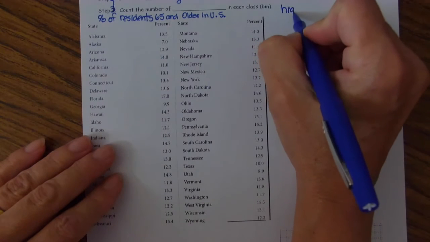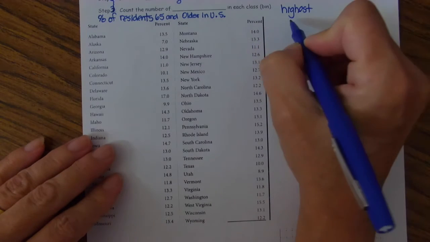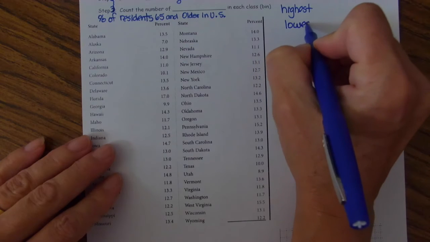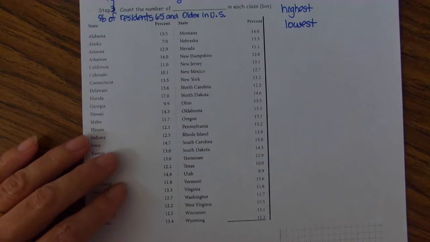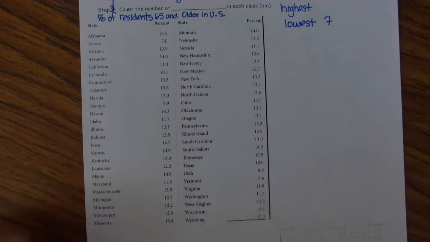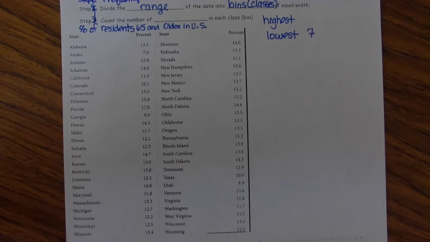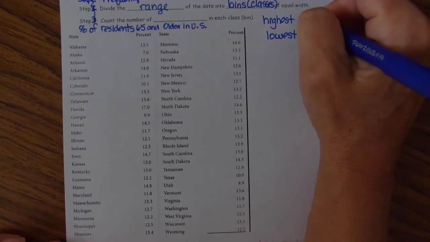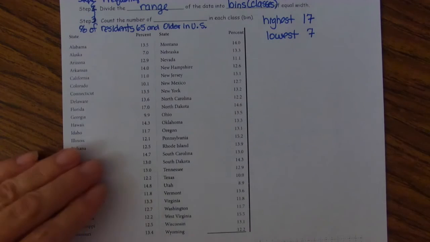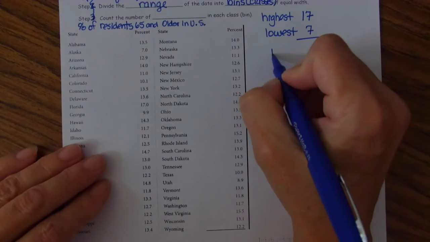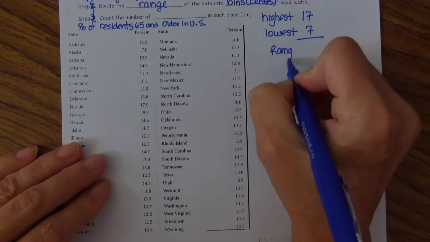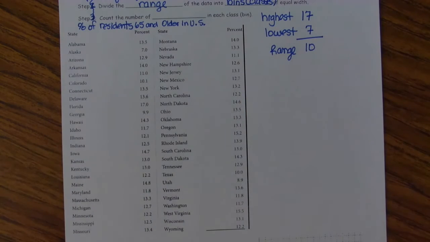So the highest and the lowest. So yes, I think the lowest is 7. What's the highest number on this table? Check out Florida. Okay. Our range is 10.